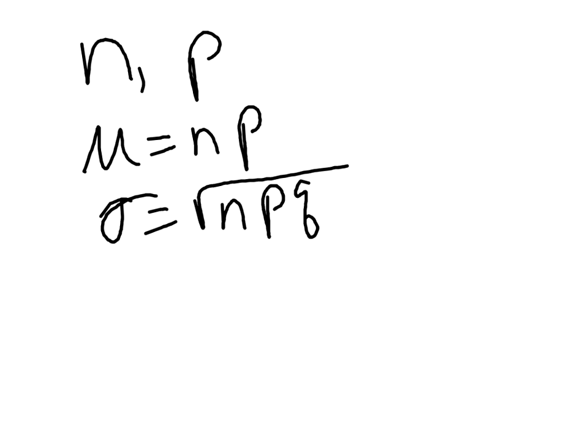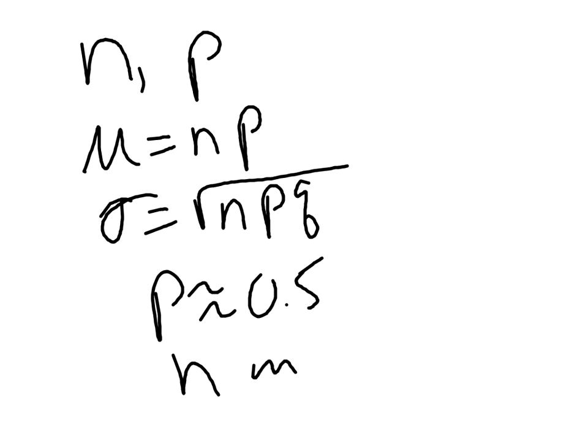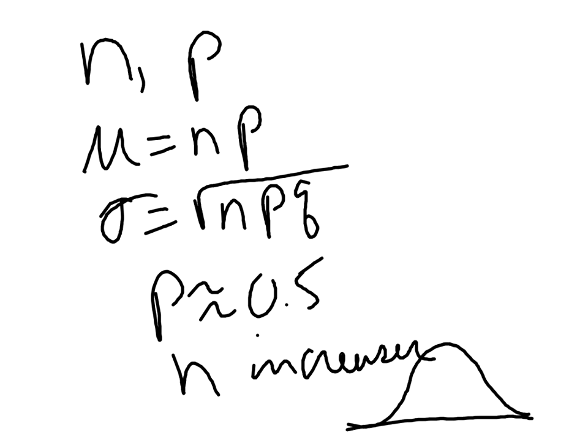Then they go on to tell us that when P is about equal to 0.5, and we have a number N, as N increases, the shape of that graph or that distribution approaches our standard normal distribution.